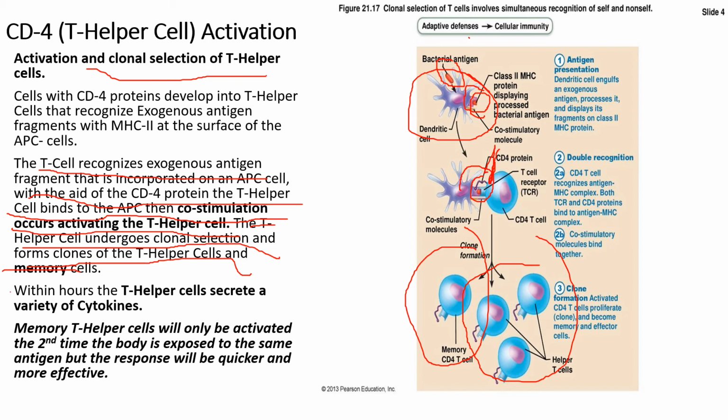So look, within hours, the T helper cells secrete a variety of cytokines. And those cytokines will be working on the T8 cells or the T killer cells to activate them. And so the memory T helper cells will only be activated the second time they're exposed to the same antigen. But that response will be much quicker and more effective.